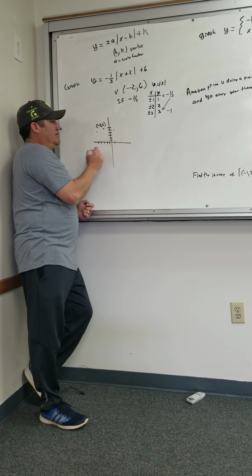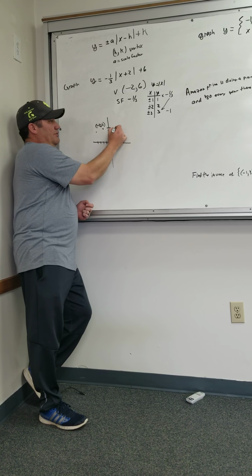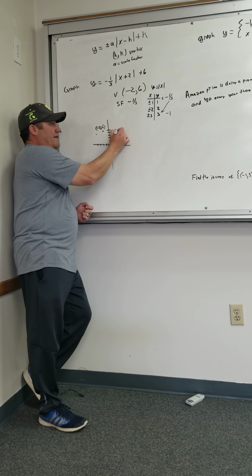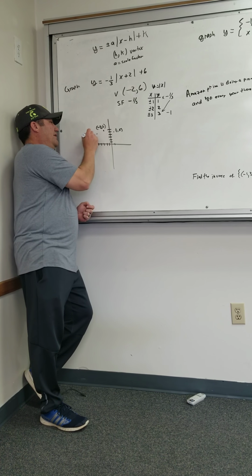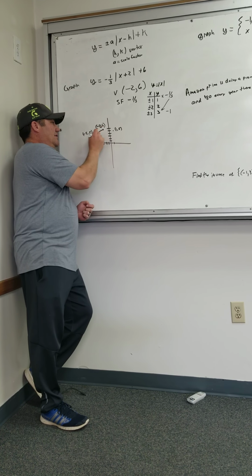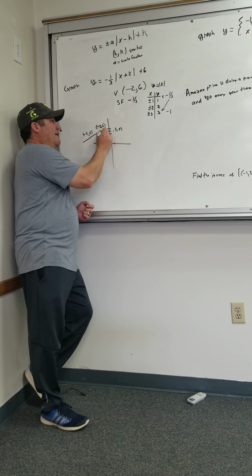So what really are these points? Well, right 3 and down 1 is (1, 5). Left 3 and down 1 is (-5, 5). And that's how that opens. Very wide.